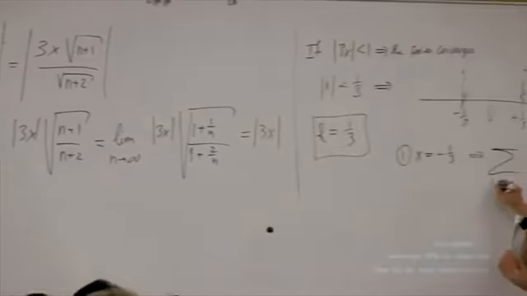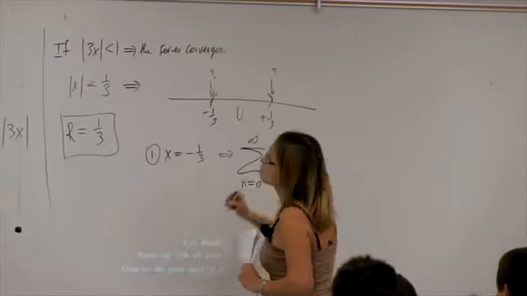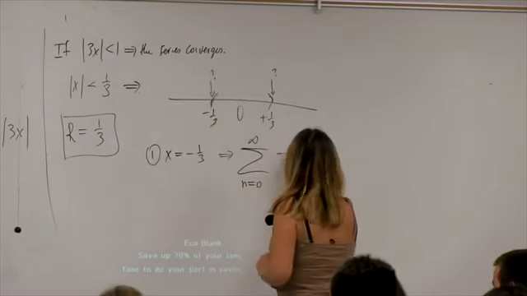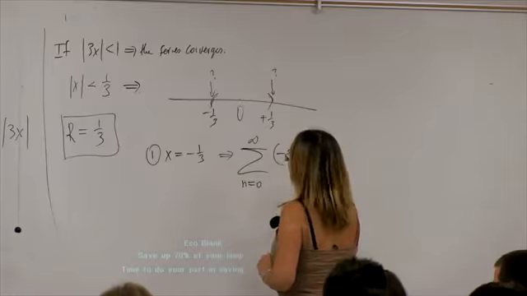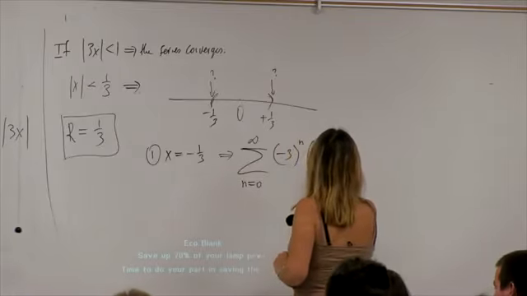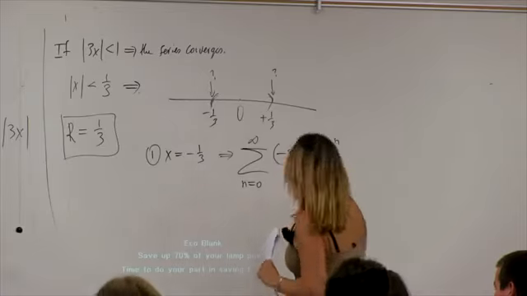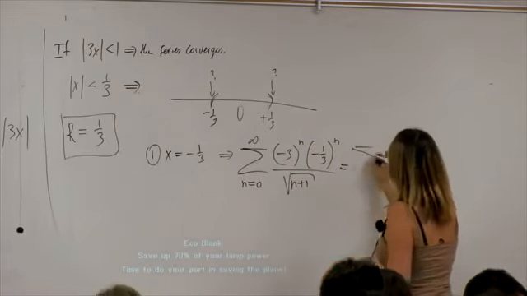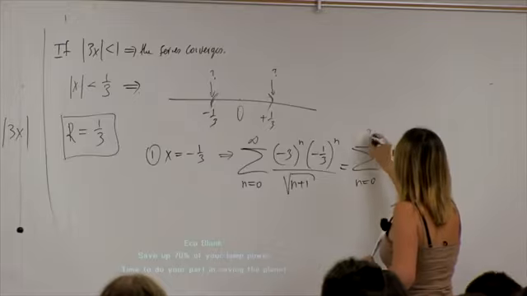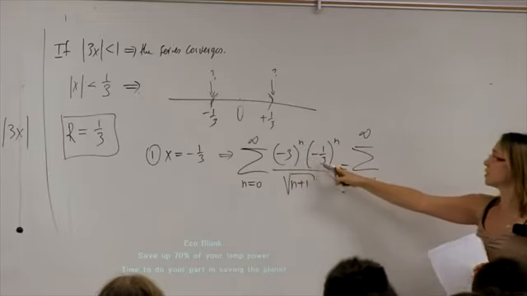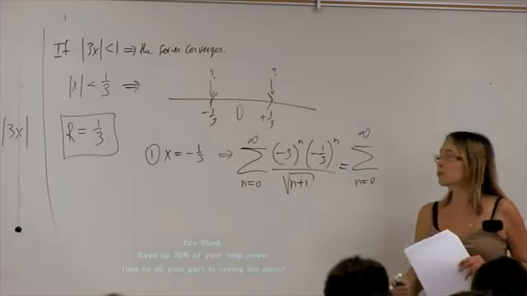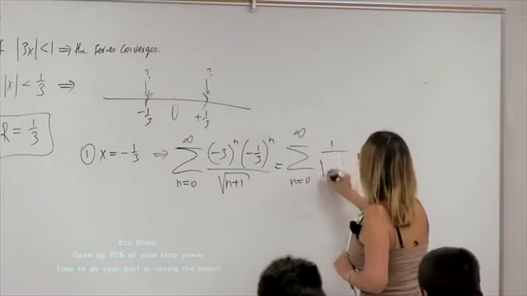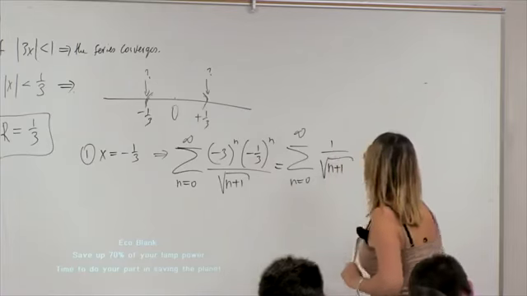So what do I have? The sum from 0 to infinity of minus 3 to the n times x to the n, which is minus 3 to the n times minus 1/3 to the n, divided by n plus 1. Does it simplify? What's minus 3 to the n divided by minus 1/3 to the n? 1. So in fact it's n plus 1.